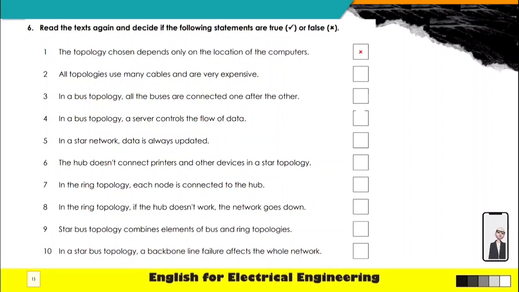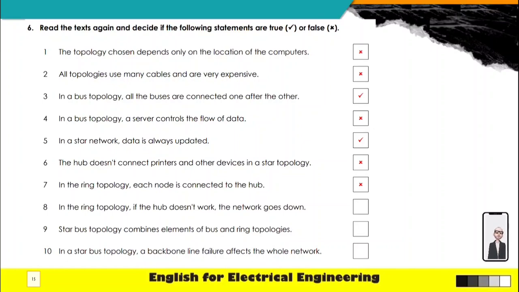This is false. All topologies use many cables and are very expensive. Not all of them. This is also false. In a bus topology, all the buses are connected to one another. This is true. In a bus topology, again, the server controls the flow of data. This is false. In a star network, data is always updated. That is true. The hub doesn't connect printers and other devices in a star topology. That is false.